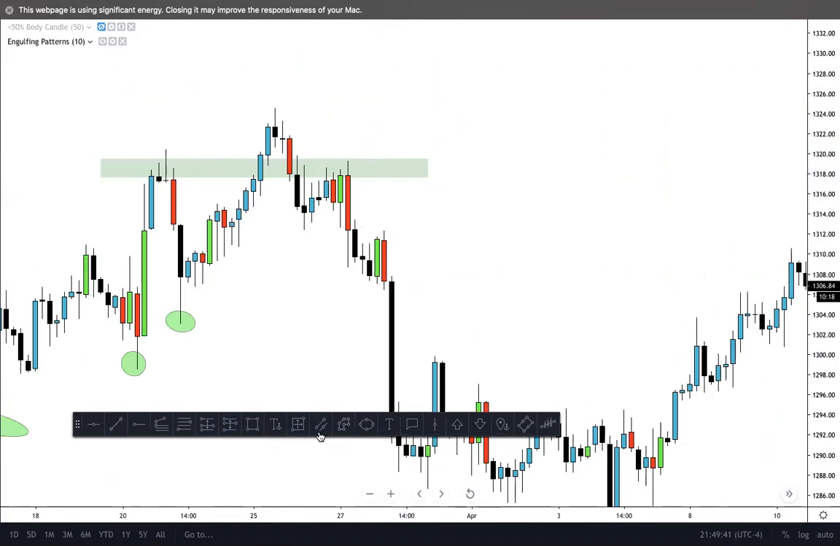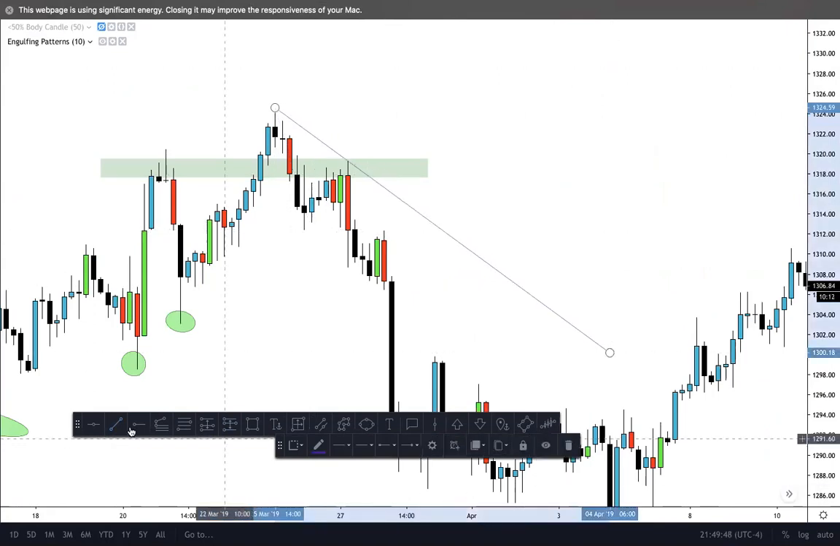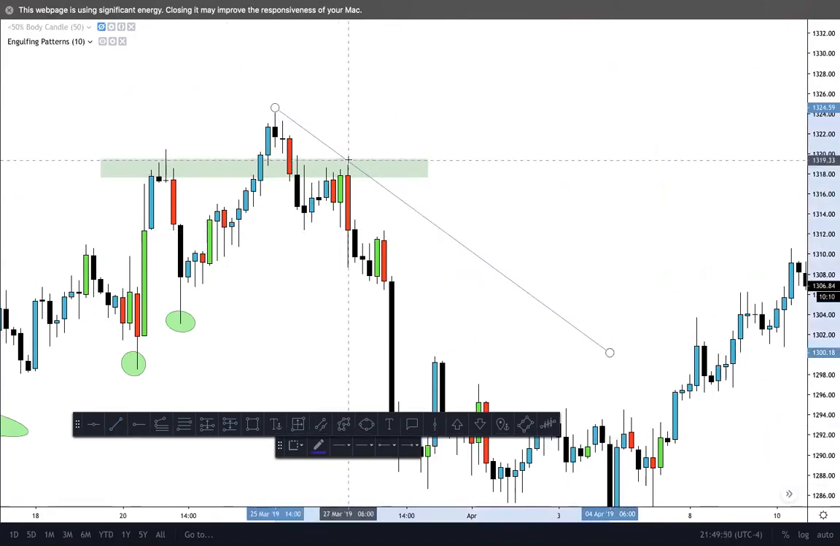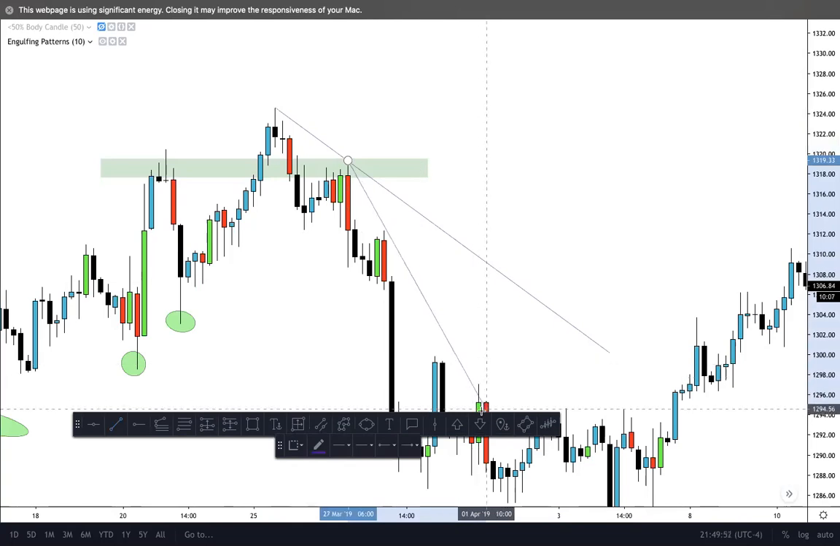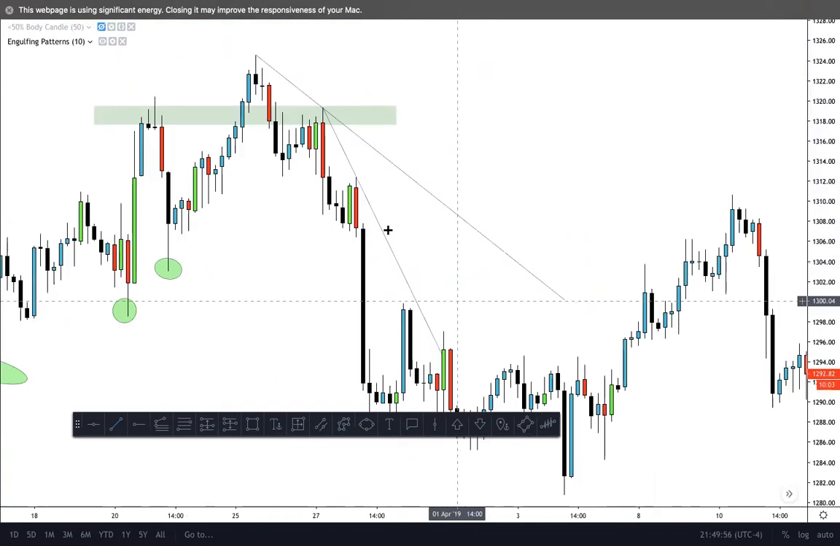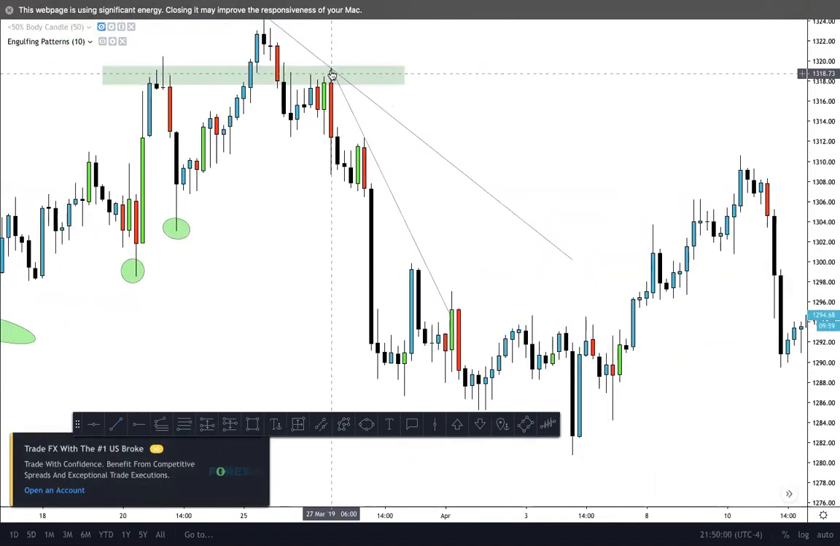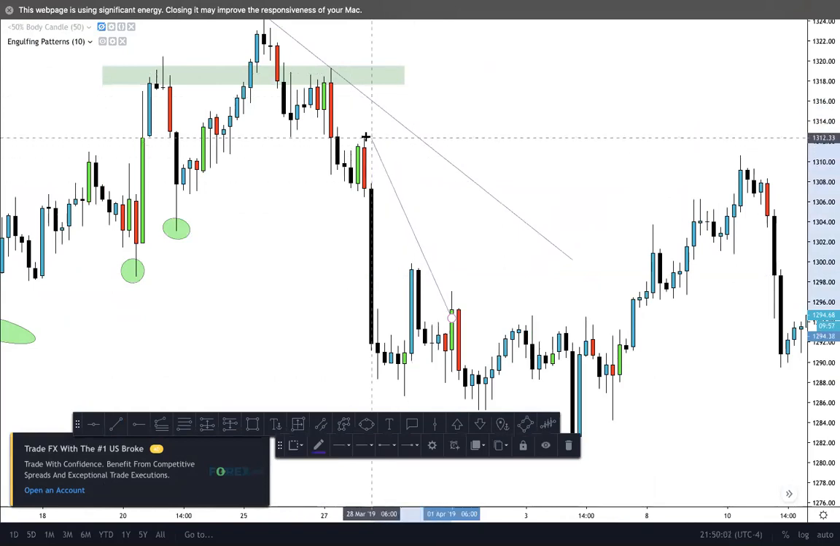Now we continue drawing our trend line. Low, draw your trend line, right? Low, connect your trend line, right? Now we have a new low. Connect our trend line, right?